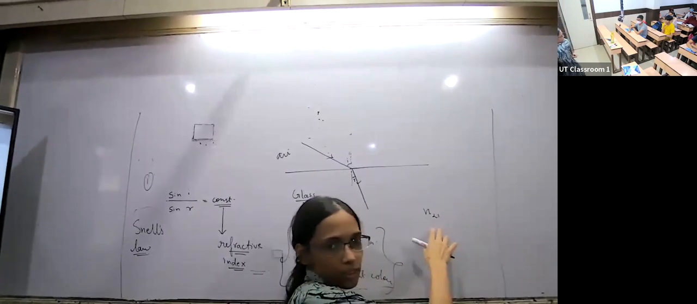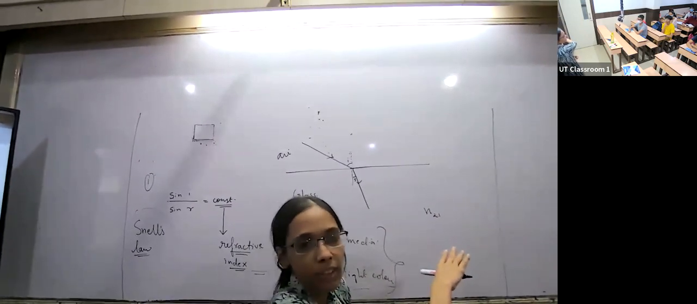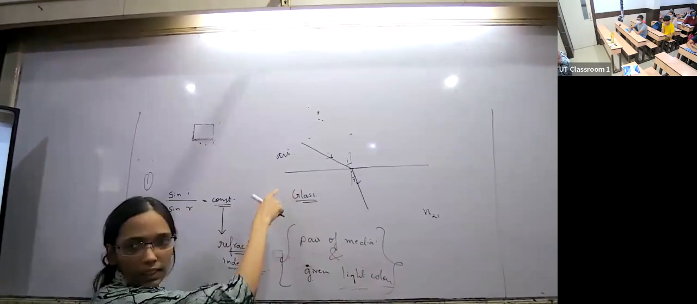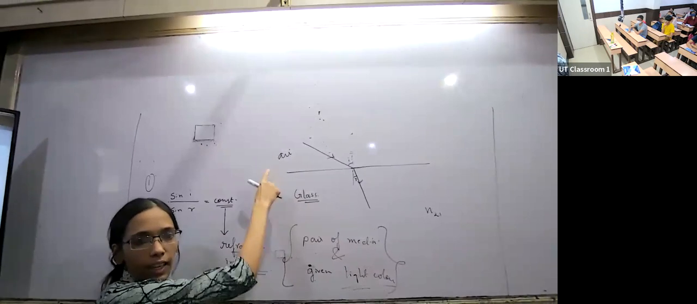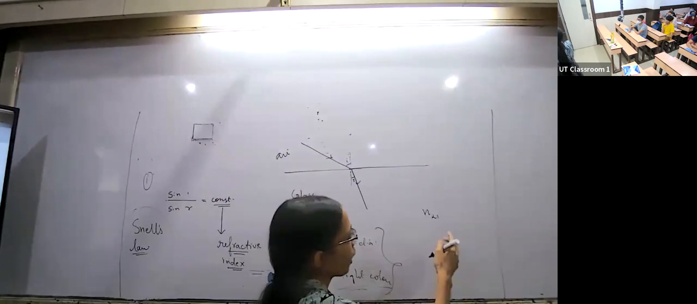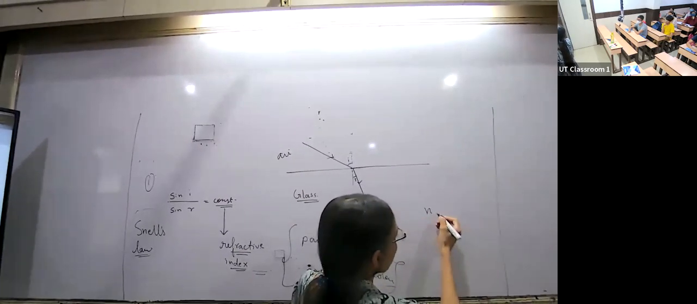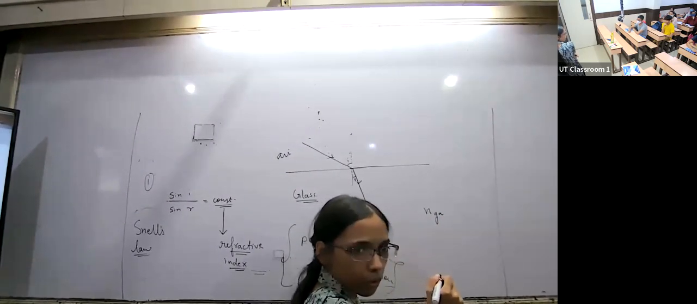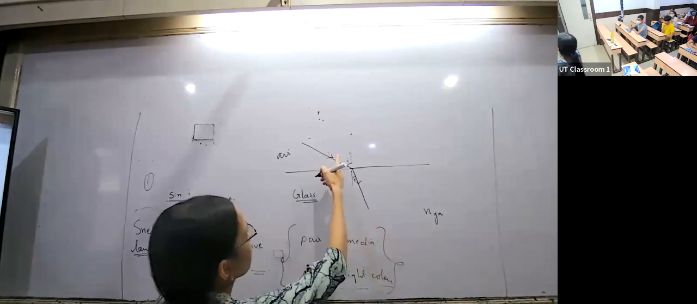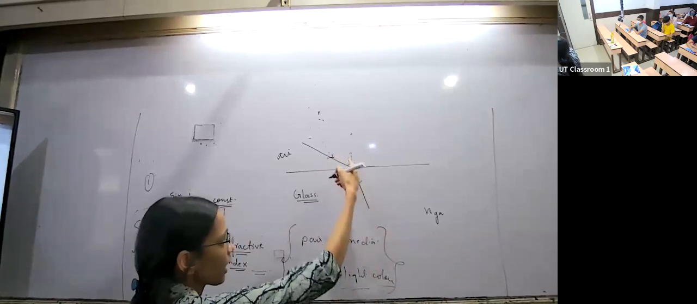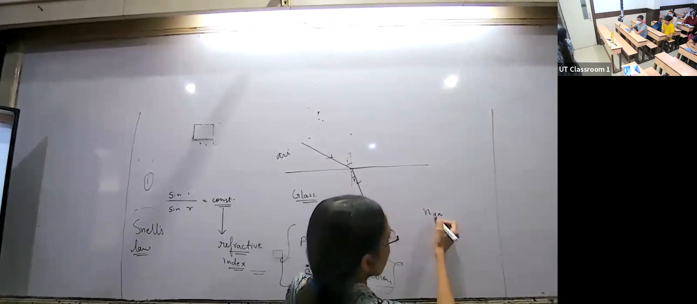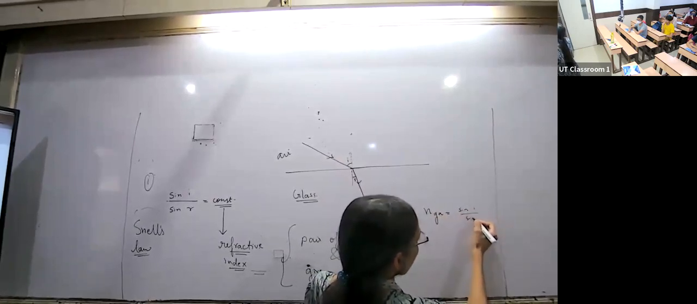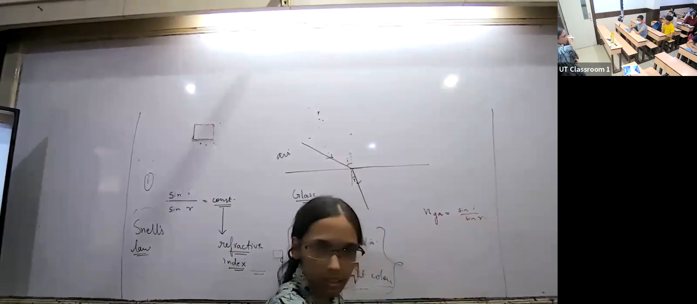So these numbers in the subscript position, they represent what? A pair of media. In this case, the two media are air and glass. So how will I represent that? I will say refractive index of glass with respect to air. So when I write sin i by sin r, it will be the refractive index of glass with respect to air. Is this clear? Okay.